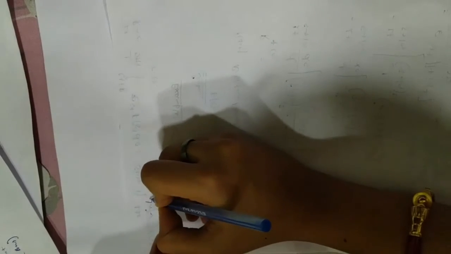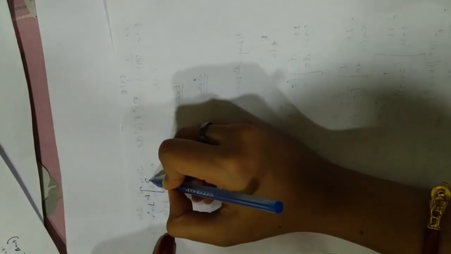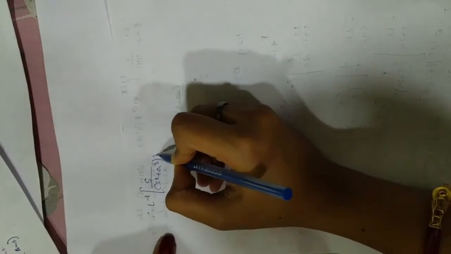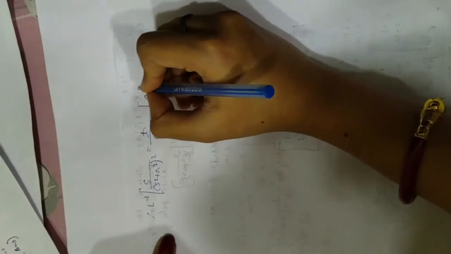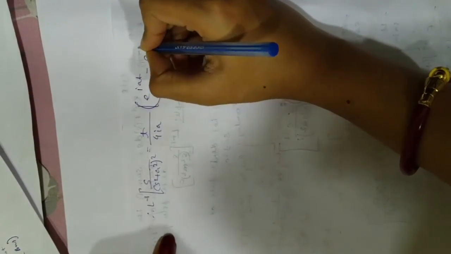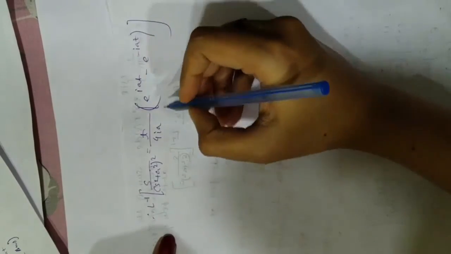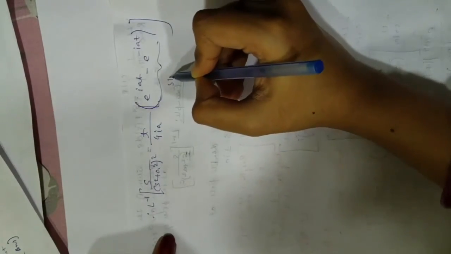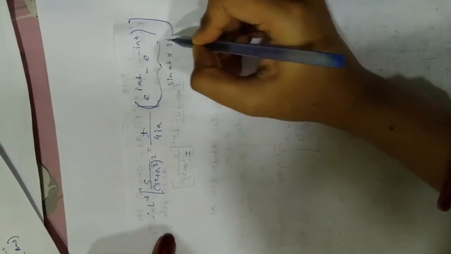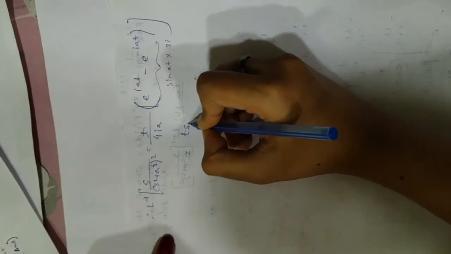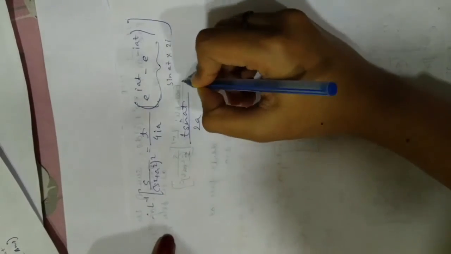So now when you have the residues, the inverse Laplace is just the sum of the residues. Therefore the inverse Laplace of 1 by (s square plus a square) whole square is equal to t divided by 4ia times (e to the power iat minus e to the power minus iat). So this is nothing but sine at multiplied by 2i. So this becomes t sine at divided by 2a. So this is your answer.